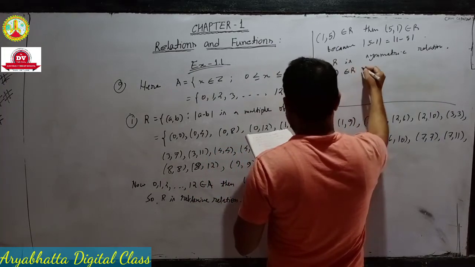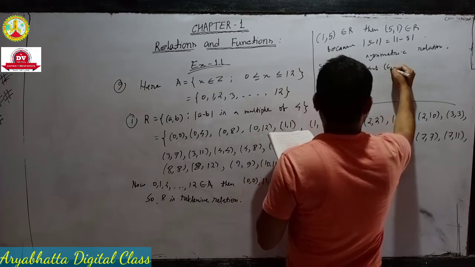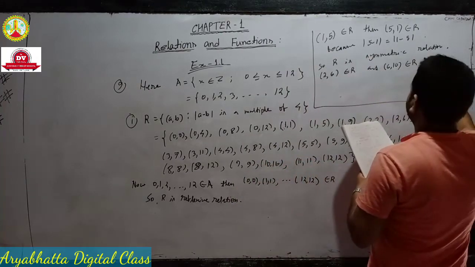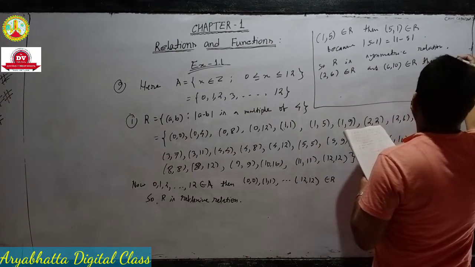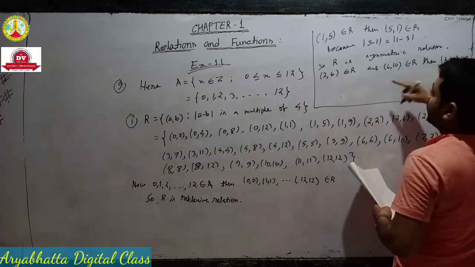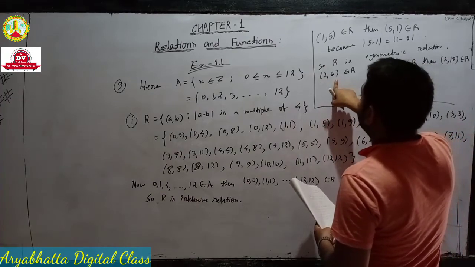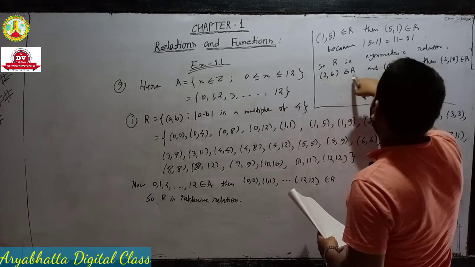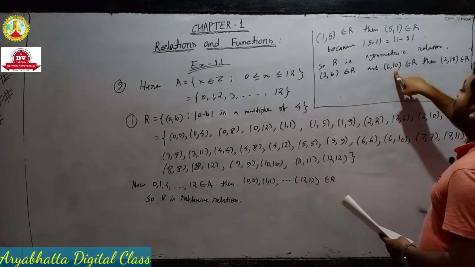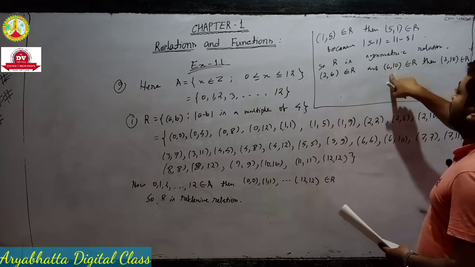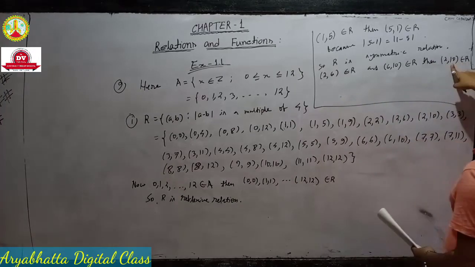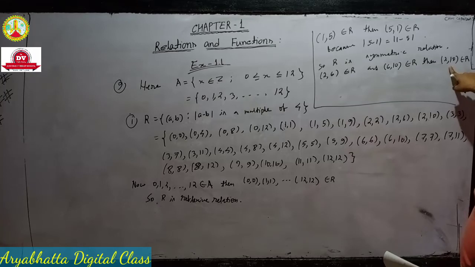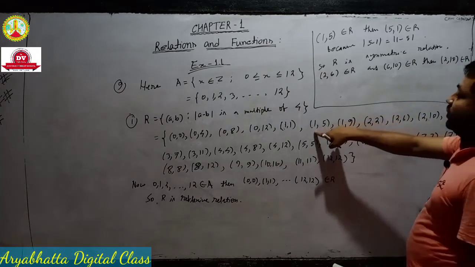Next, (2, 6) belongs to R and (6, 10) belongs to R. Then (2, 10) belongs to R. Modulus 2 minus 6 is equal to 4, and 4 is a multiple of 4. Therefore (2, 6) belongs to R. Modulus 6 minus 10 is equal to 4, and 4 is a multiple of 4. Therefore this belongs to R. And modulus 2 minus 10 is equal to 8, which is a multiple of 4. Therefore this ordered pair belongs to the relation R.